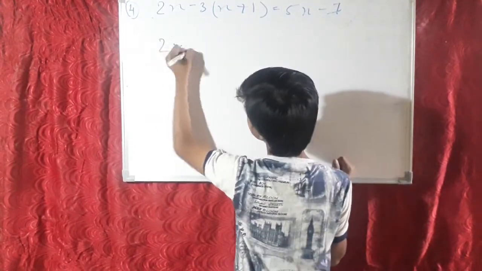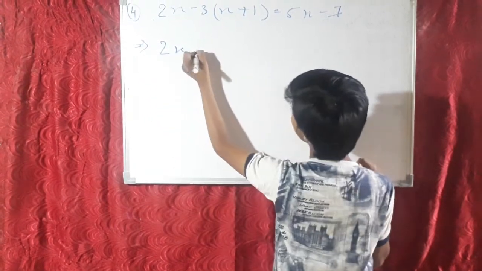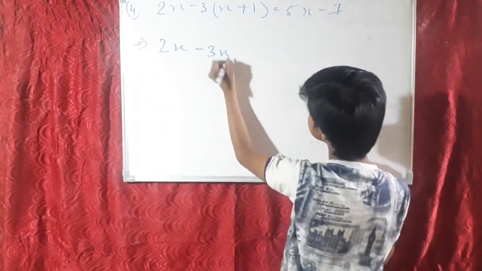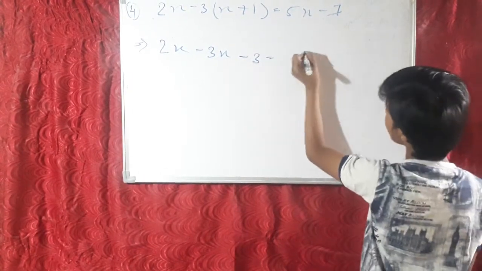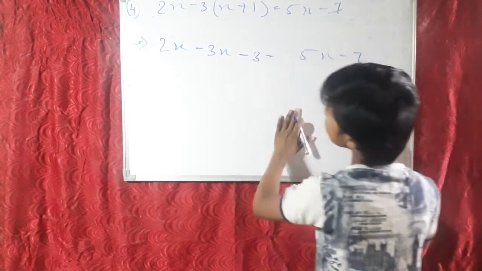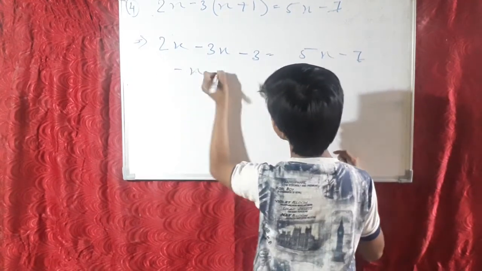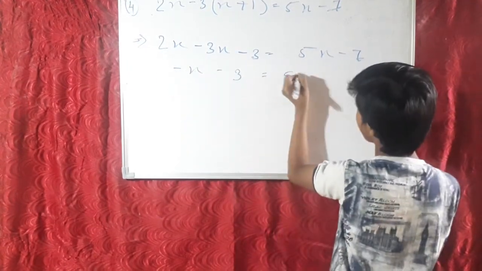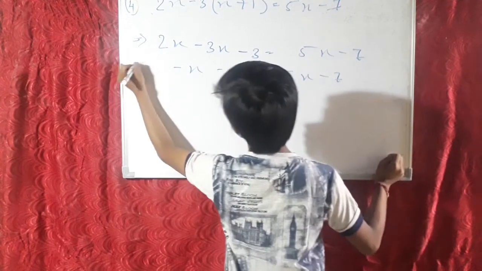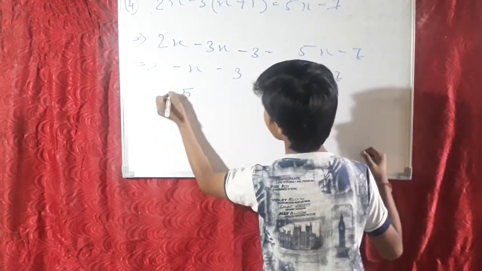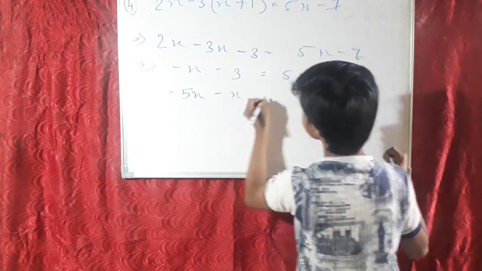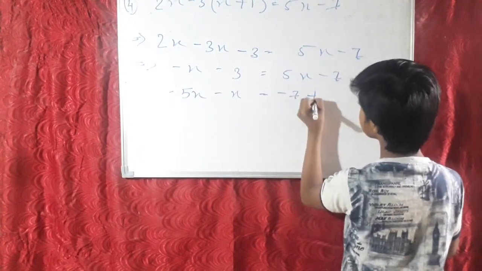So we write 2x, and minus 3 multiplied by 5x becomes minus 3x, and minus 3 multiplied by 1 is minus 3, equals 5x minus 7. And now we have to solve this equation. It will be minus x minus 3 equals 5x minus 7. Now when we transpose this side to this side, it will be minus 5x minus x equals minus 7 plus 3.